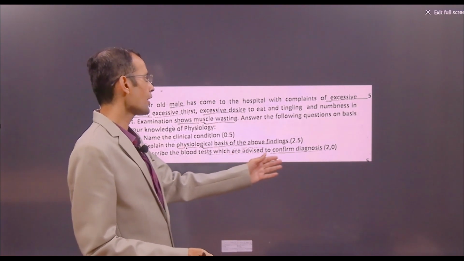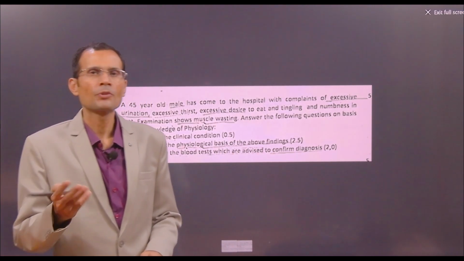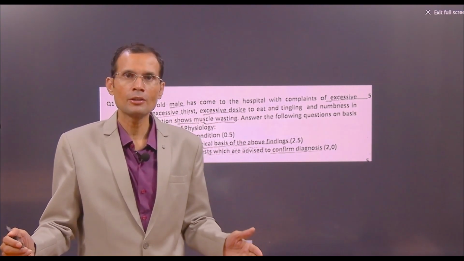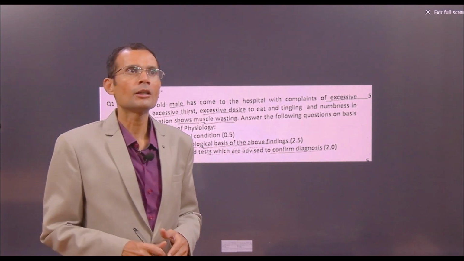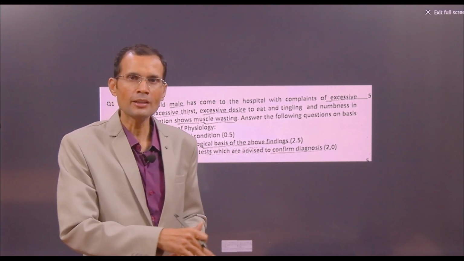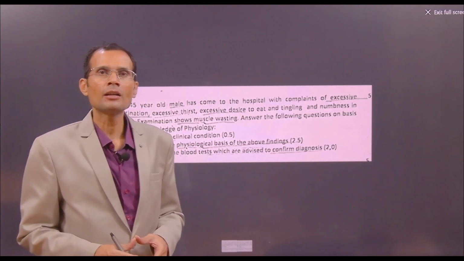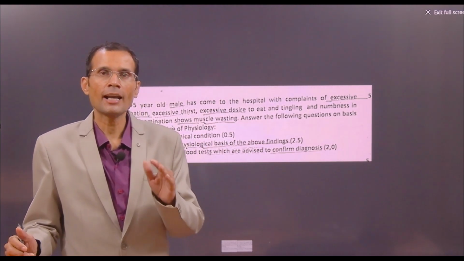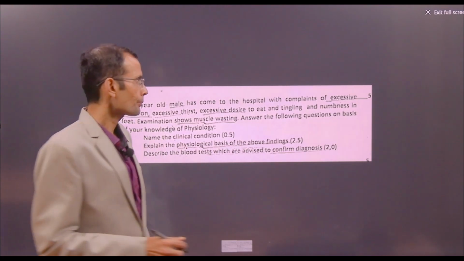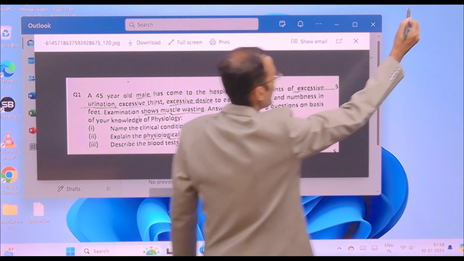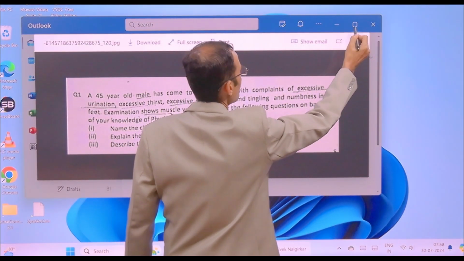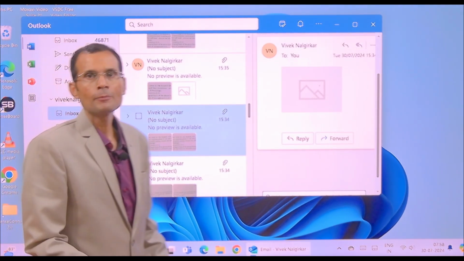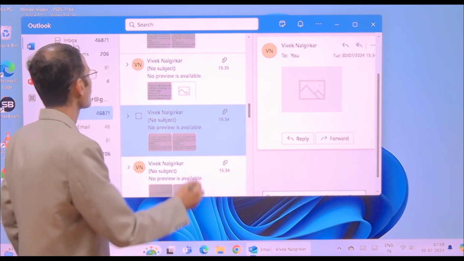Describe the blood tests which are advised to confirm the diagnosis. Blood sugar, fasting, postprandial. Then GTT, glucose tolerance test. Normally it is only for pre-diabetics, the GTT. But then yes, blood sugar, and most important, HbA1c, glycosylated hemoglobin. Okay, so that was about diabetes. Be prepared for diabetes and pancreas. It's commonly asked.